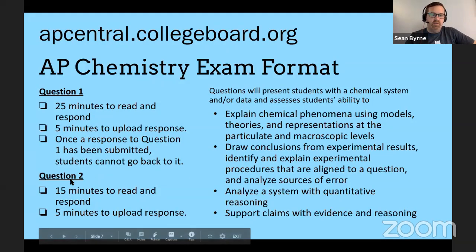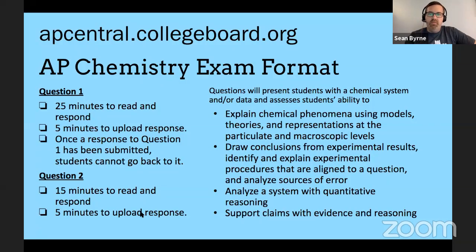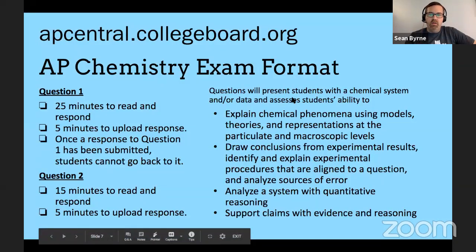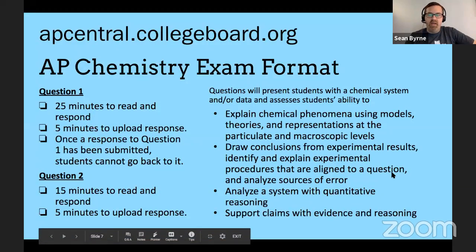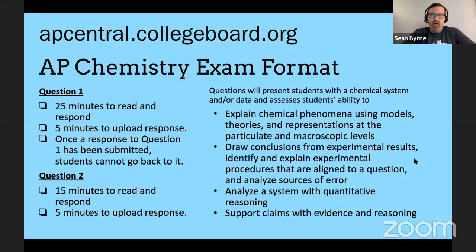Then you'll look at question number 2, which is a little bit shorter: 15 minutes to read and respond, and then 5 minutes to upload. The format of the questions will give you some sort of chemical system, some data, and we're going to look at your ability to explain phenomena using models. I'm not going to read through each of these bullet points, but I hope they look very familiar to you, because these are ones that Mr. Faribaugh and I have been highlighting often in these lessons, and will continue to highlight.